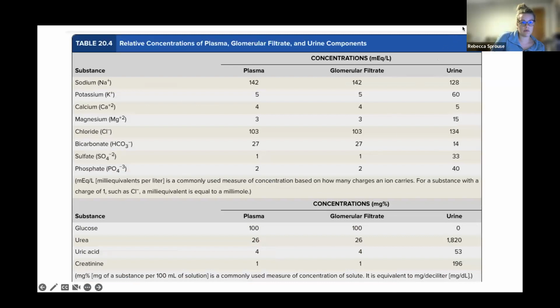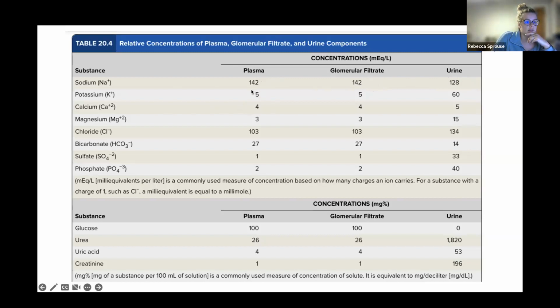This is a cool table from your book. Essentially, plasma means what started in your blood. Glomerular filtrate is what was filtered out in the glomerulus, and urine would be what you finally urinated out after the whole extent of the nephron. So for example, sodium, let's say your blood sodium level is 142. All of that was filtered out in the glomerulus into the tubular system, but you only urinate out 128 equivalents. That means some of that was reabsorbed along the way.